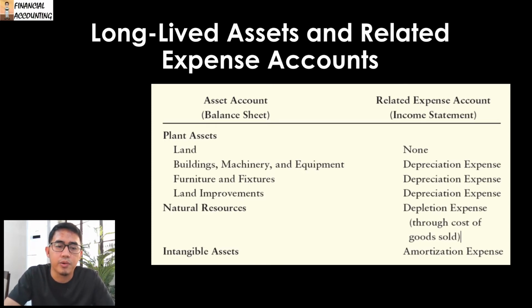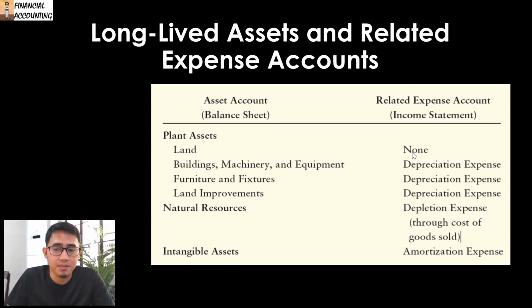If you are going to amortize their value, for land there is no expense account. Again, land is the only unique item in our plant assets because land does not depreciate. It does not decrease its value. Actually, as long as you use the land, or even if you don't use the land, it actually increases its value.